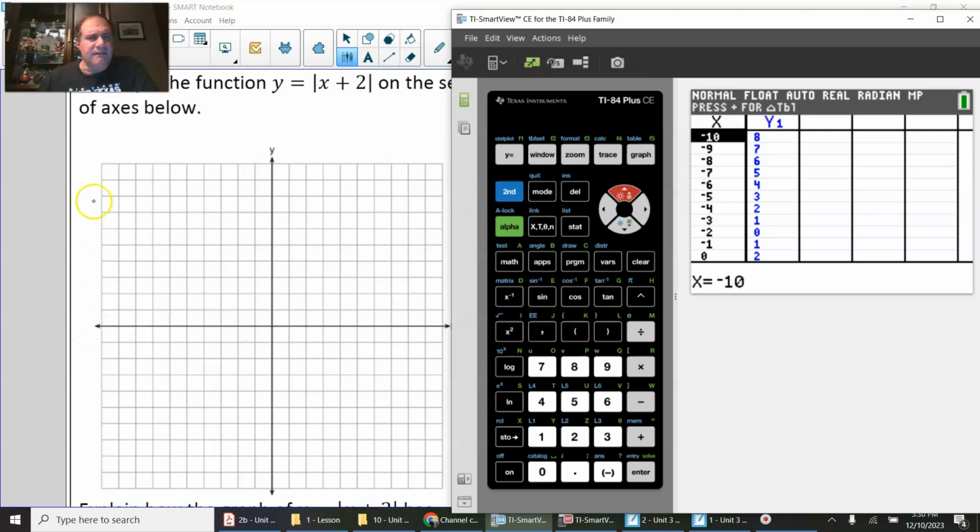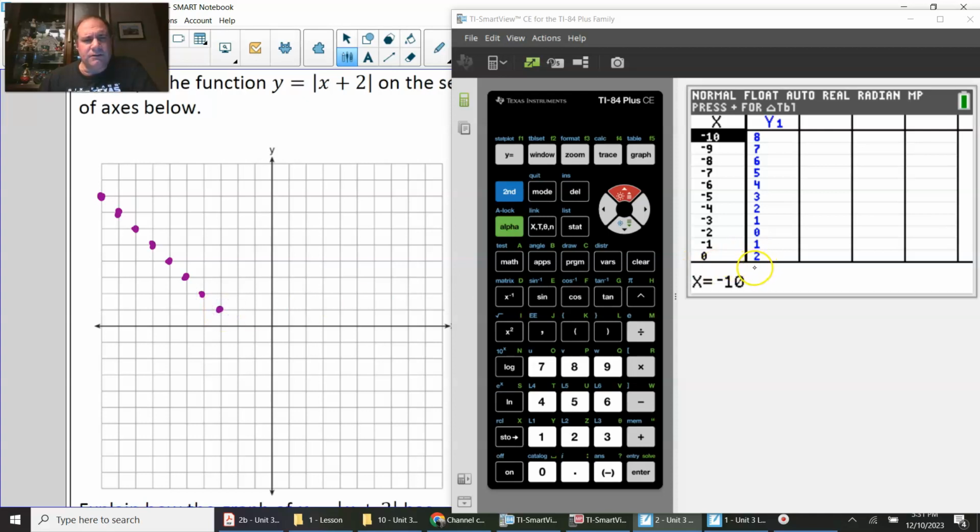Remember, negative 10 is to the left and 8 is right here. Negative 9, 7 is right there. And then it goes down just like this. Every once in a while, you do have to check it. 0, 2. Negative 2, 0. Negative 1, 1. And that's when it turns back up. Negative 1, 1. 0, 2. And it goes up like this.